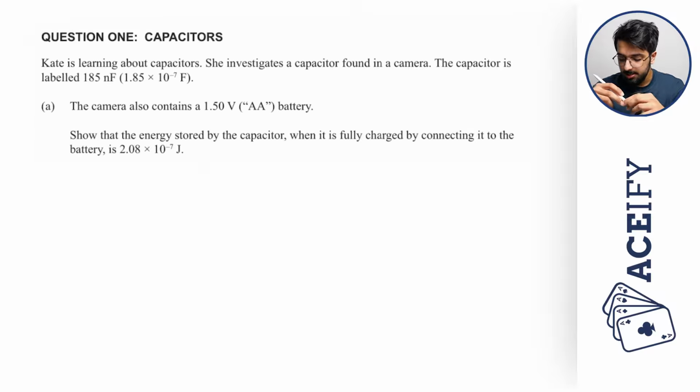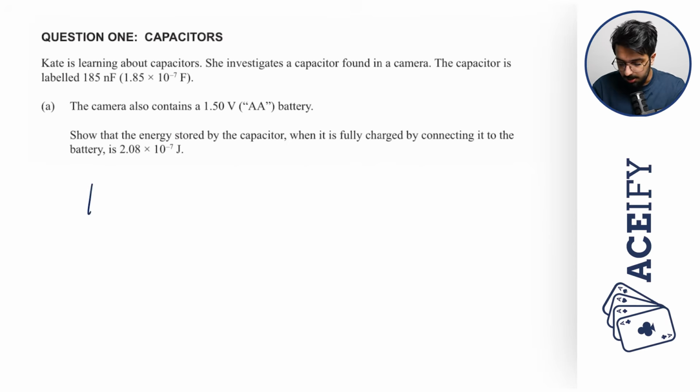Kate is learning about capacitors. She investigates a capacitor found in a camera. The capacitor is labeled 185 nanofarads. The camera also contains a 1.5 volt AA battery. Show that the energy stored by the capacitor when it is fully charged by connecting it to the battery is 2.08 times 10 to the negative 7 joules.